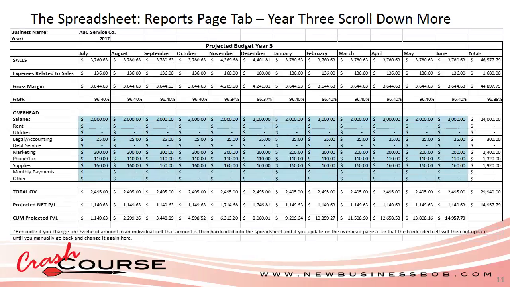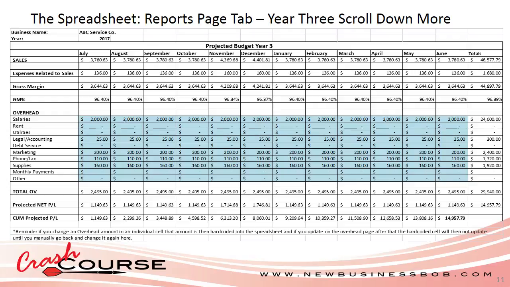So for year 3, let's take a look. Again, we have sales as stable. We've upped our salary outlay to $2,000 a month, and the end of the year is $15,000 net profit. And so the business overall is profitable.